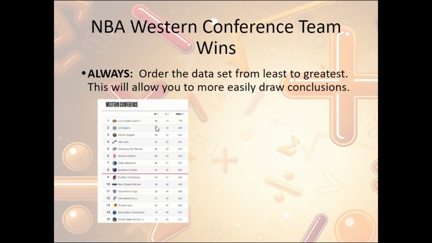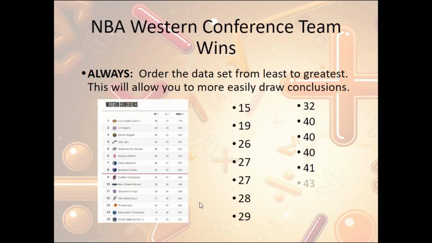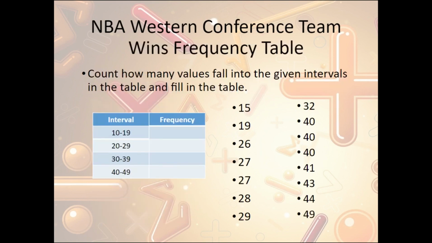So again, we look at the win totals here, and we're going to put them in order from least to greatest. So we have 15, 19, 26, 27, and so on. So we put these in order. And then once we have them in order, we can now create a frequency table here.